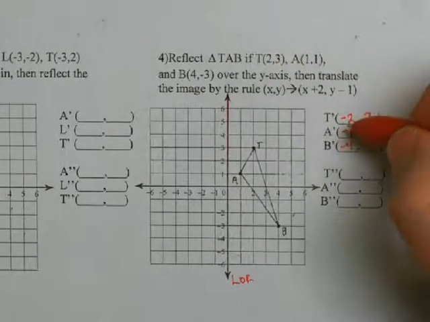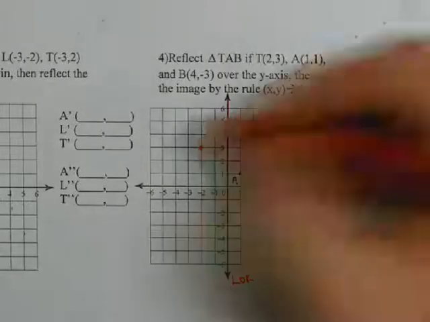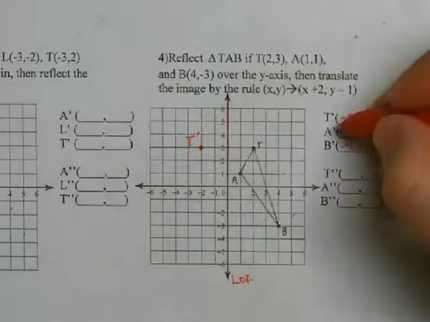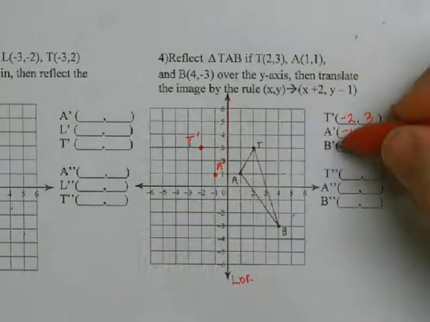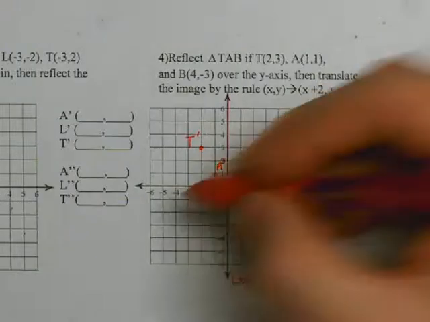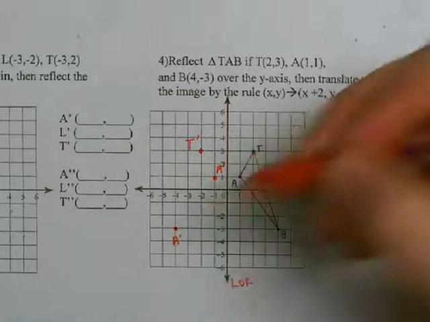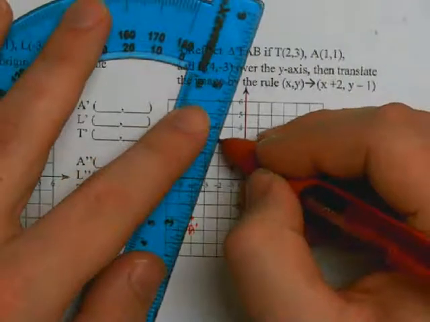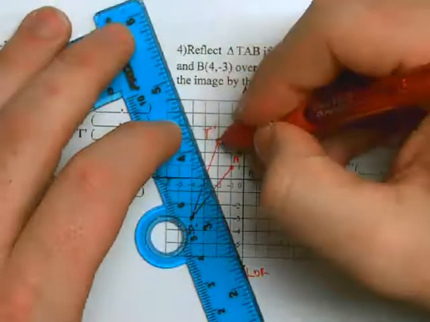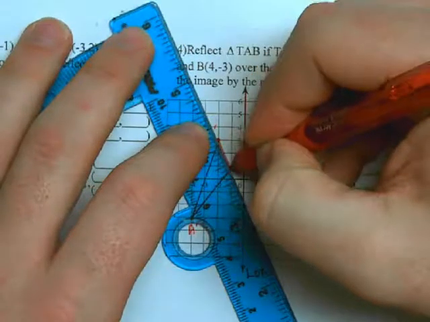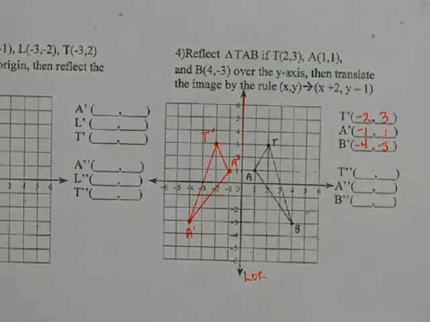So now I graph. So it'd be -2, 3. That's T prime. Okay? A prime, -1, 1. That's A prime. And then B prime is -4, -3. So from there, I then connect my points. And I have a reflection across the y-axis, so it's been flipped, you could say. Okay, so that's that part.